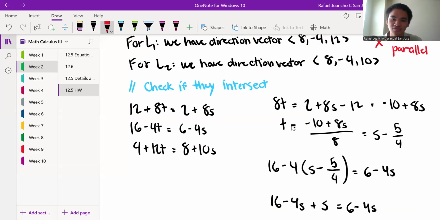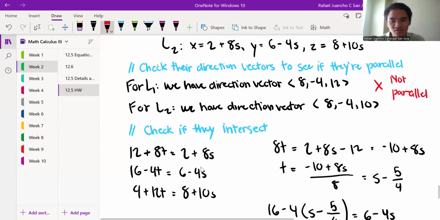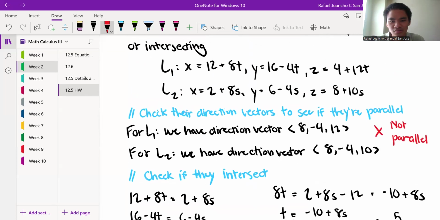Okay. So they don't intersect. I don't think they intersect. Do they? I don't think so. Doesn't look like they intersect. Or I messed up writing something. 6 minus 4s, 8 plus 10s. Okay, I didn't mess that up. Okay, I'm checking. Yeah, they're not parallel.